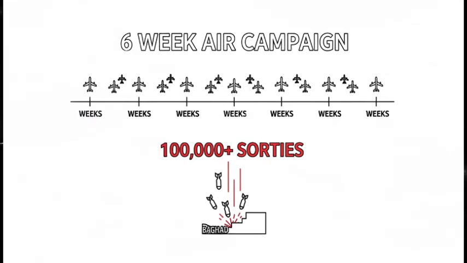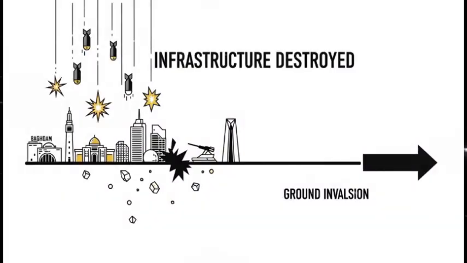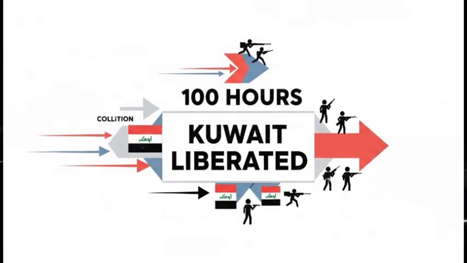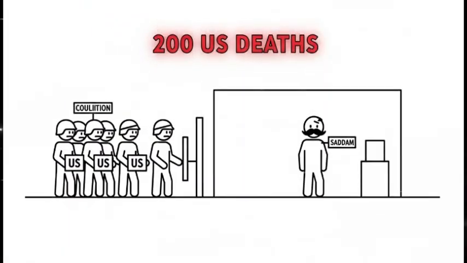The air campaign lasted 6 weeks. American aircraft flew over 100,000 sorties. Baghdad was bombed relentlessly. Iraqi infrastructure was destroyed. Then the ground invasion began. It lasted 100 hours. Iraqi forces were overwhelmed. Kuwait was liberated. The coalition stopped at the Iraqi border. Saddam Hussein remained in power.